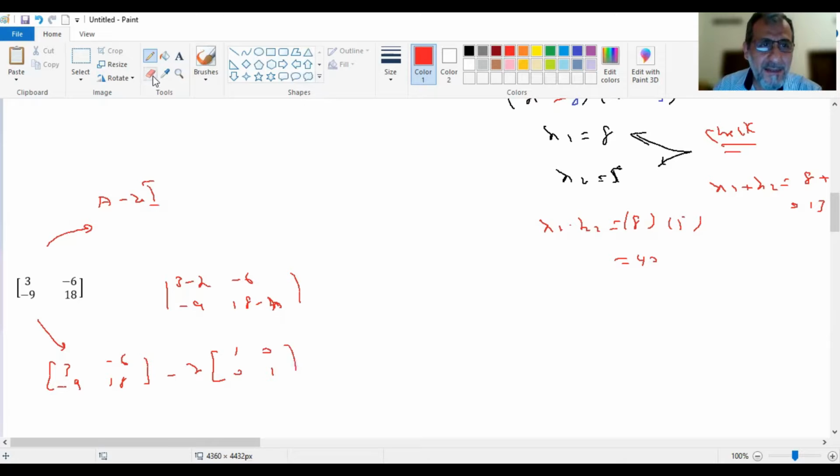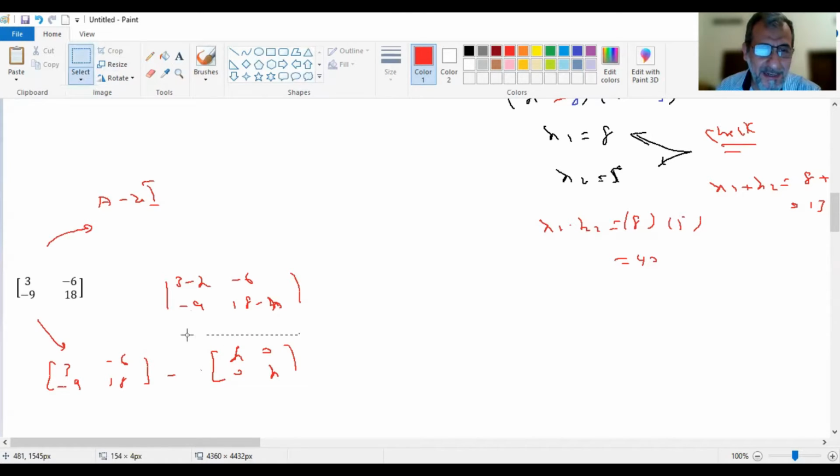So then I multiply by lambda. Here, lambda times 1 is lambda, and lambda times 0 is 0. Then we have 3 minus lambda. Negative 6 minus 0, negative 6. Negative 9 minus 0, negative 9. And 18 minus lambda. Now, this one is A minus lambda I.